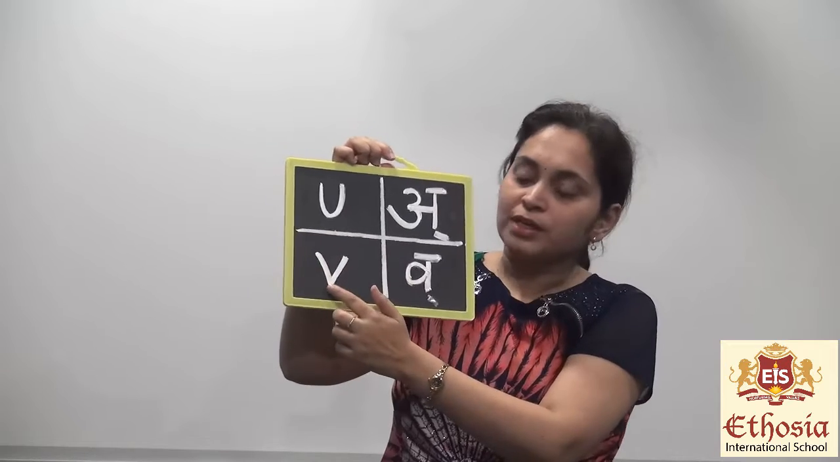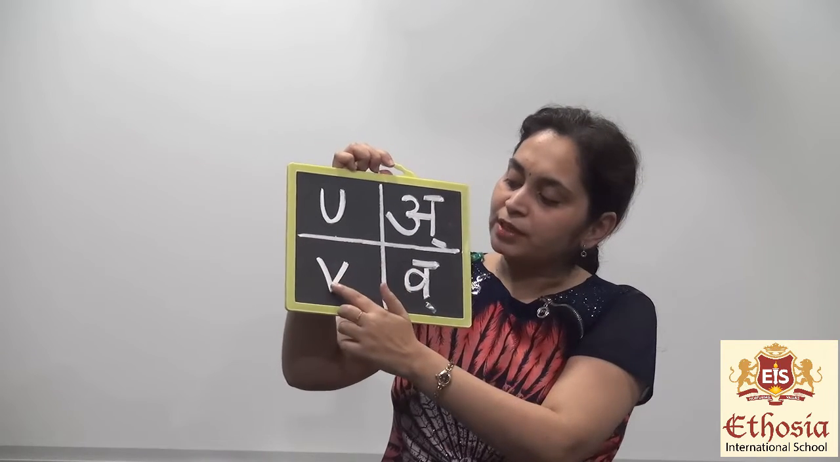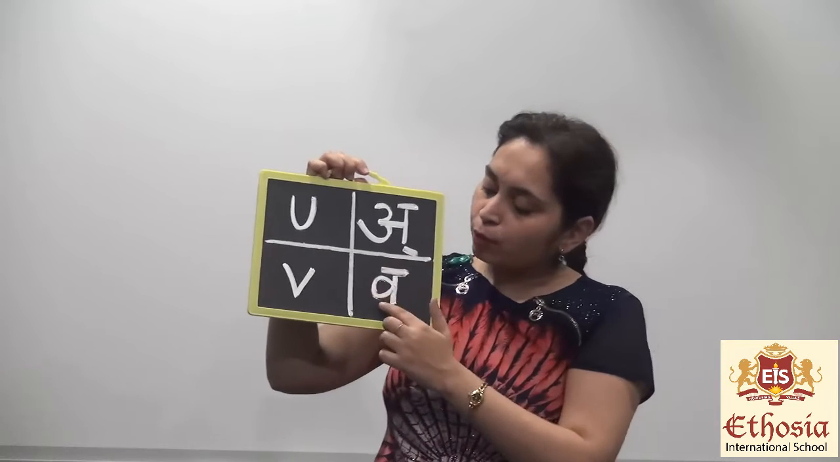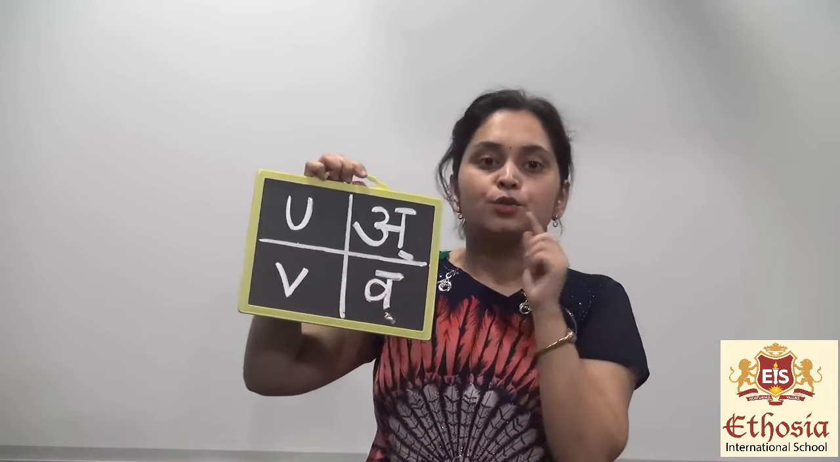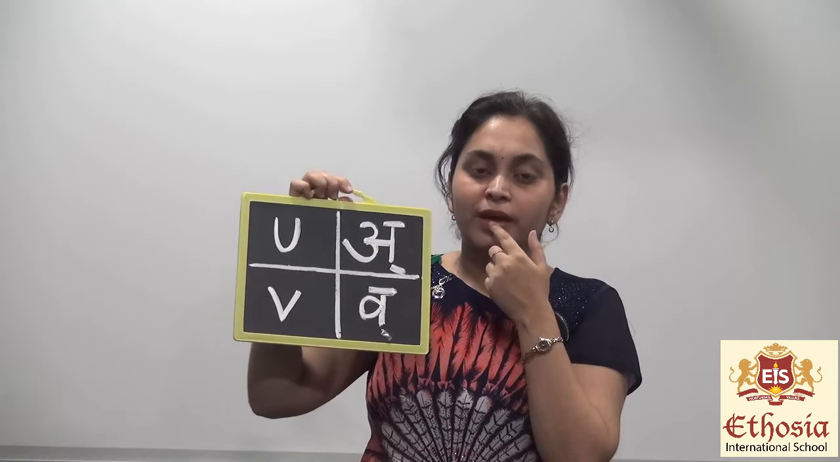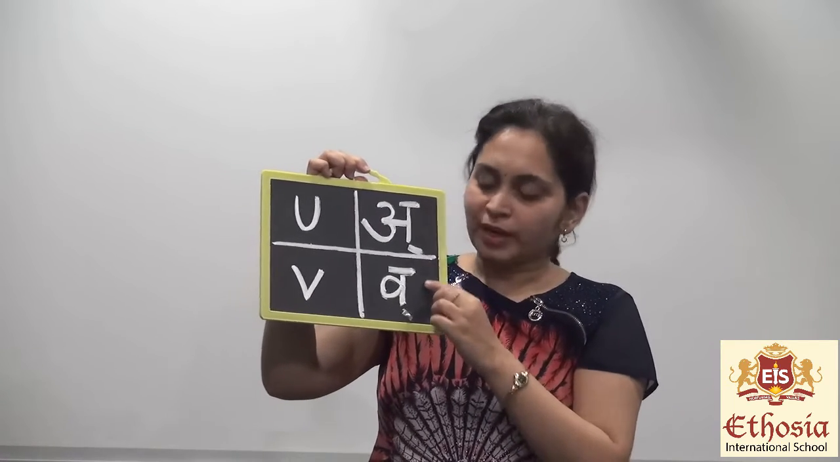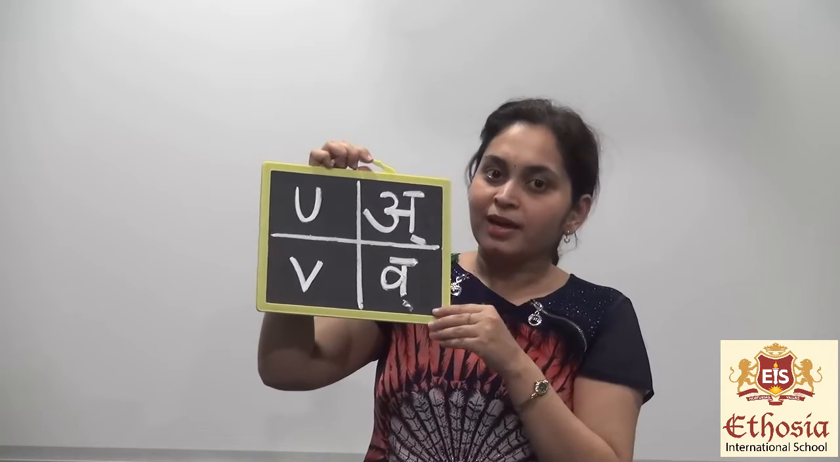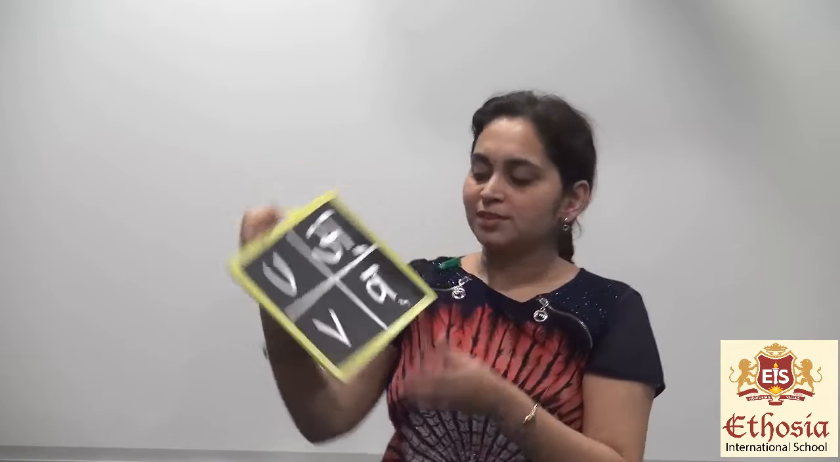capital V. V says V. When you take out the sound of this alphabet V, your front teeth should touch your lips and then the sound should come out, V, like this. V for, like we say van, and there are many more words.